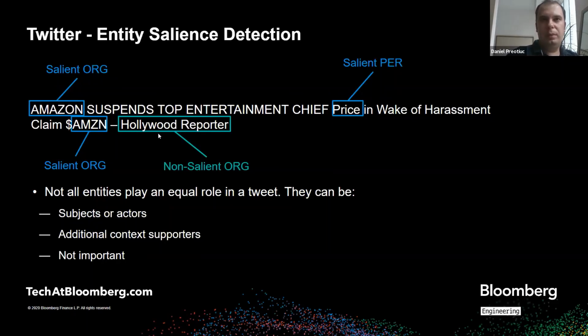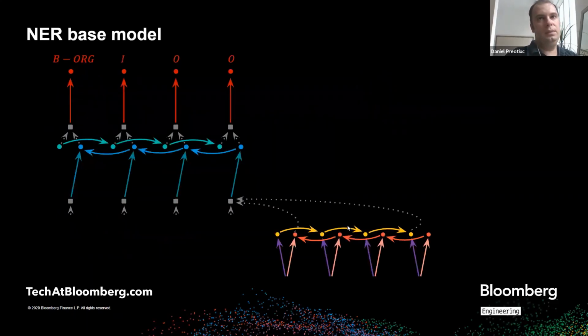If you read this document, Hollywood Reporter just reports on the story. The main actors in the story are Amazon and this person named Price. So if you would be showing this as a trend or as analytics, you would maybe want to discard Hollywood Reporter because the story is not really about them. So this is where entity salience detection comes into play, and we do some filtering based on salience as well.